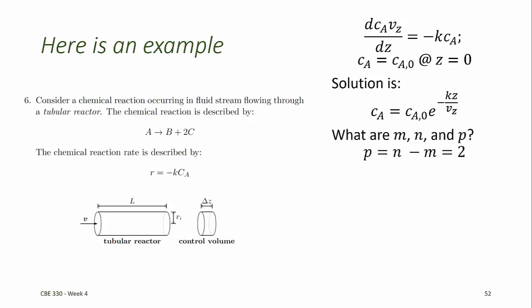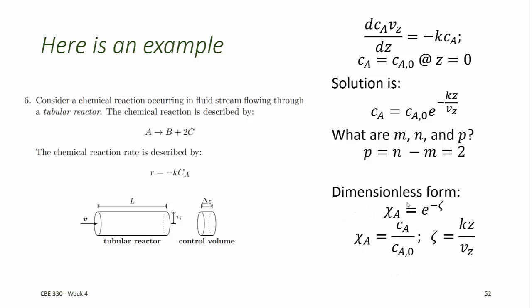This model equation contains the number e and 5 other dimensional quantities, Ca, Ca0, k, z, and v sub z. These 5 dimensional quantities contain only 3 base dimensions: moles of A, length, and time. Therefore, according to the Buckingham Pi theorem, we should be able to write this expression using only 2 dimensionless quantities. We can derive those dimensionless quantities by dividing the equation by Ca0 and defining a dimensionless concentration chi A, which is Ca divided by Ca0.